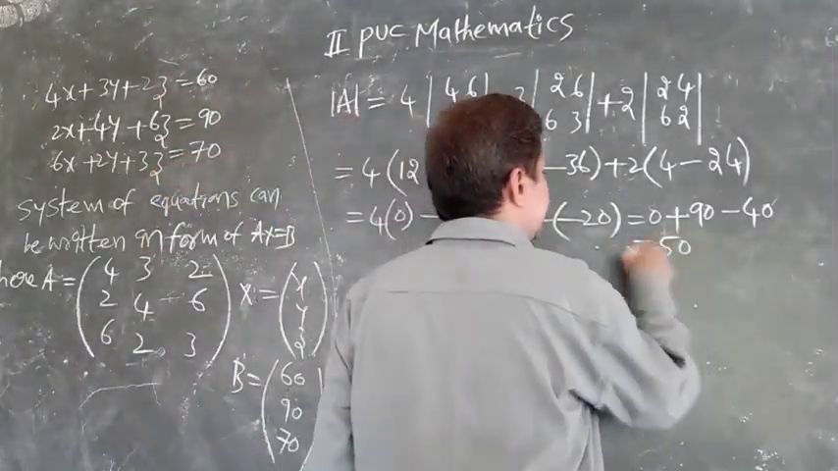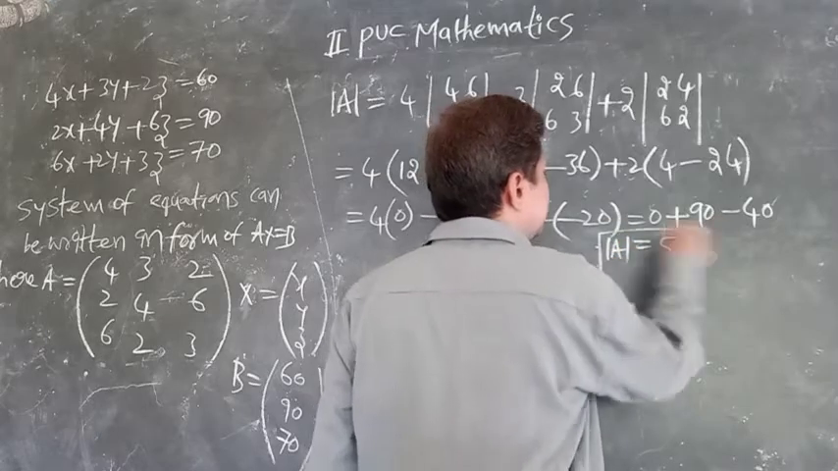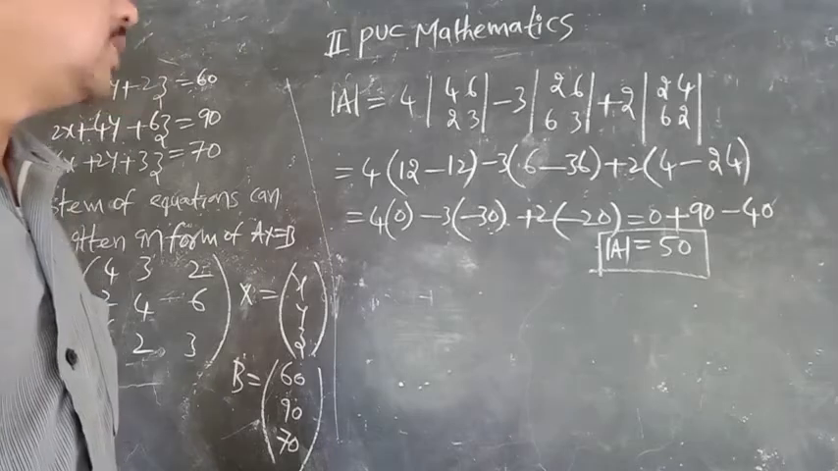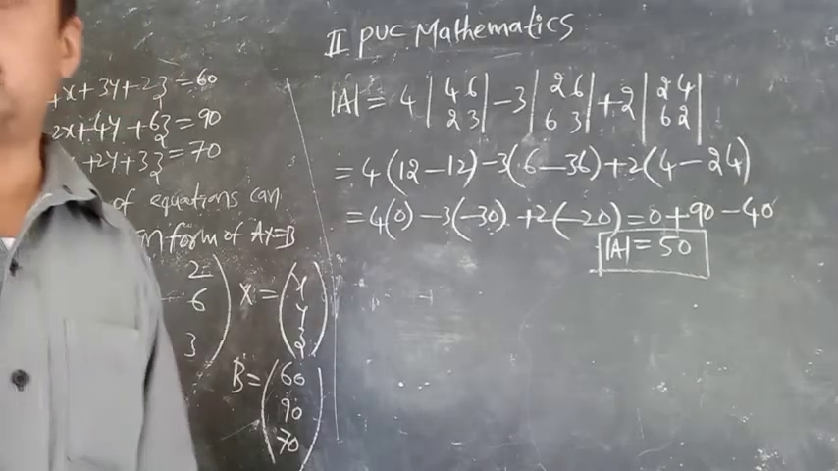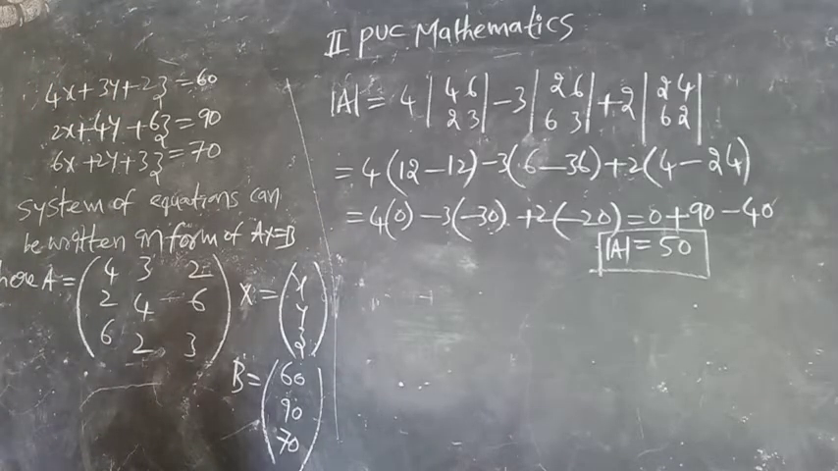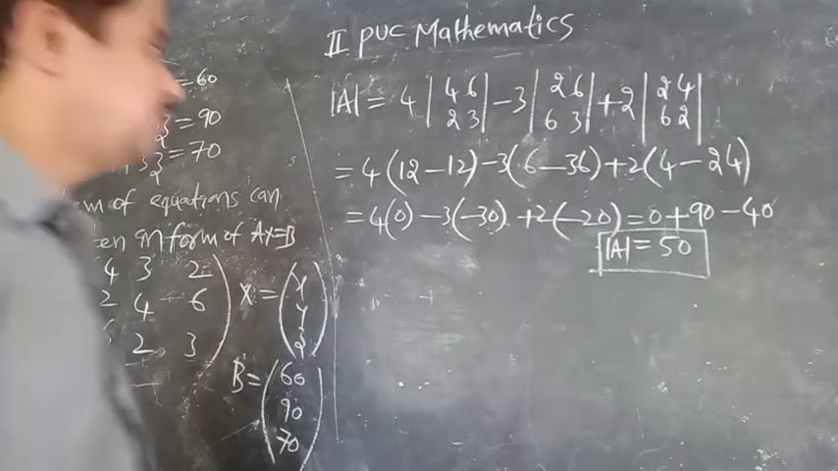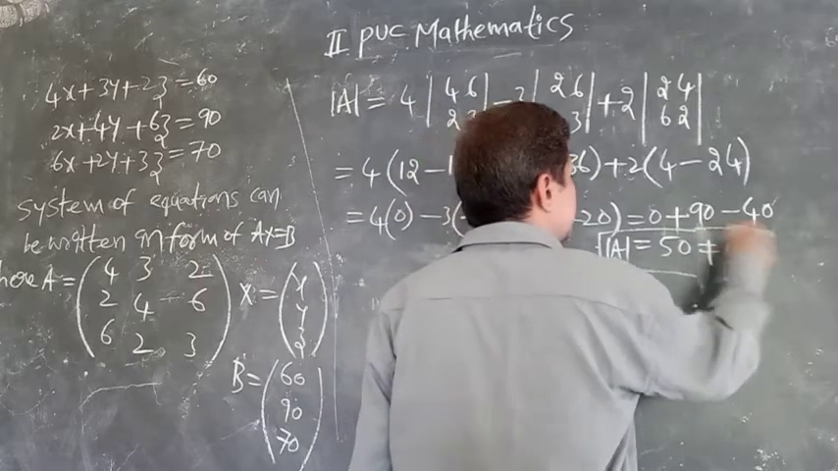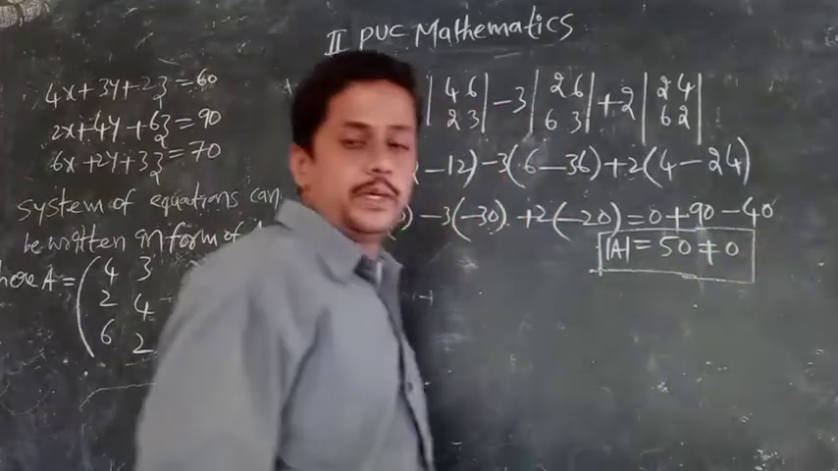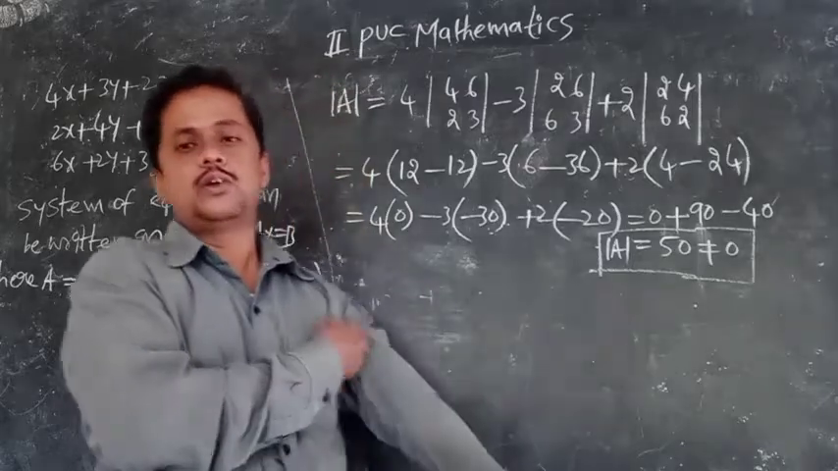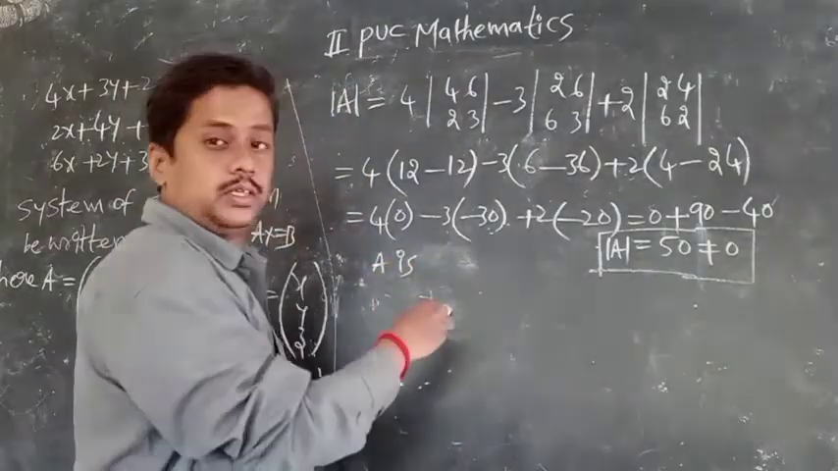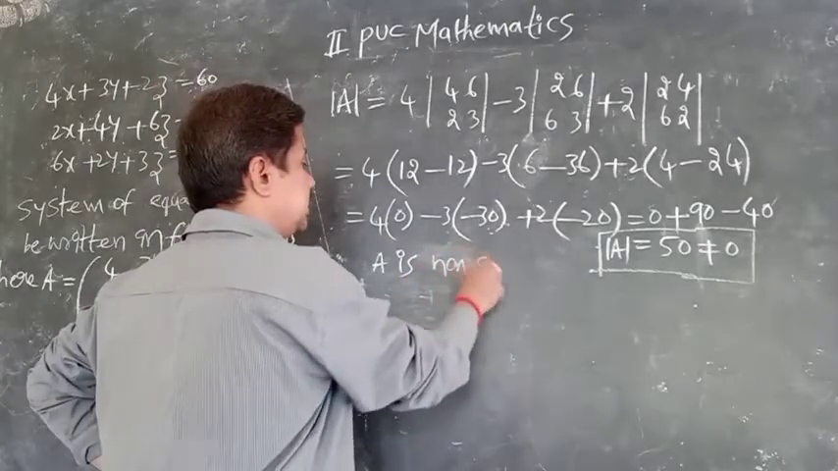So this is the det value. Det value is equal to 50. Okay, so the first step is over. Now the det is over, so therefore det is not equal to 0. Det value is 50, so it is not equal to 0. Not equal to 0 means A is non-singular.